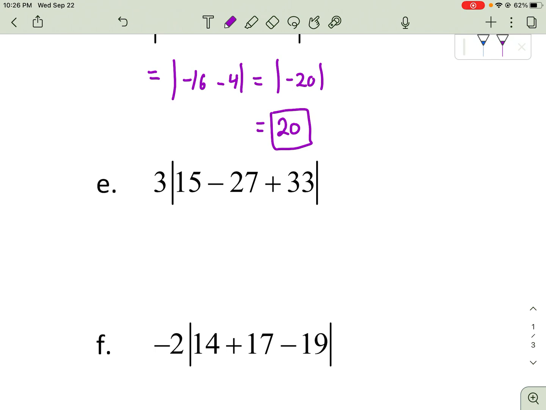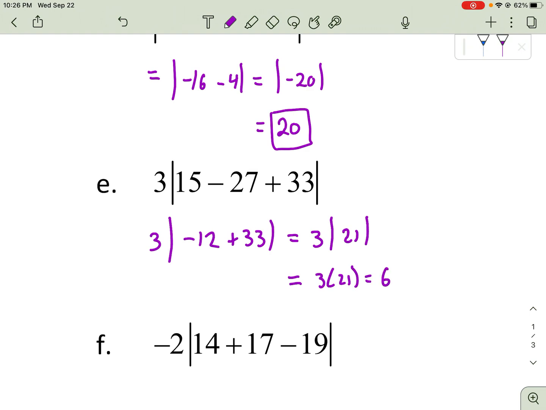Okay, same thing here. We're going to leave the 3 out there, do everything inside first. I'll do it step by step. We get negative 12 plus 33, and we get 21. So absolute value of 21 is 21. So this is just 3 times 21, which is 63.